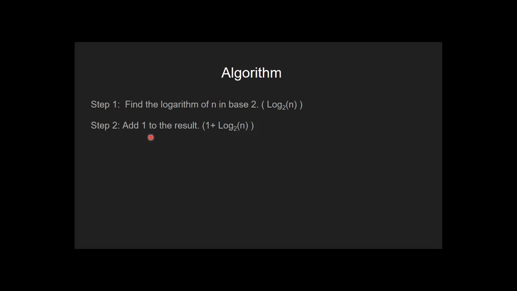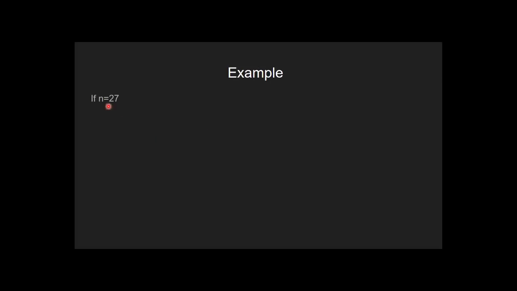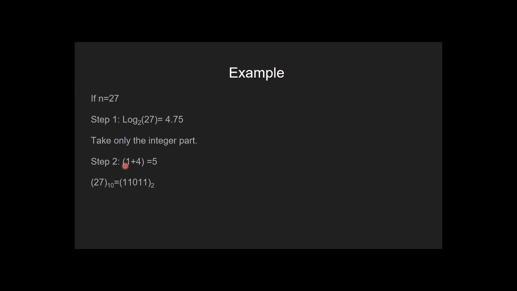Let's understand this using an example. If n is equal to 27, then the log of 27 to the base 2 is 4.75. And then in the second step, we add 1 to it and we get 5. If you look at the binary representation of 27, it has 5 bits. So the output is 5.